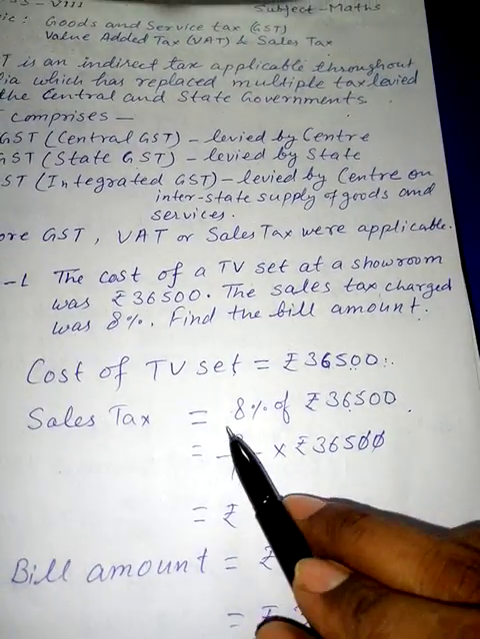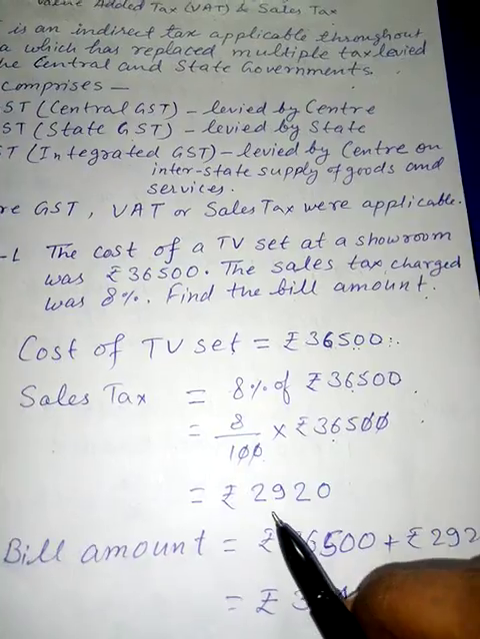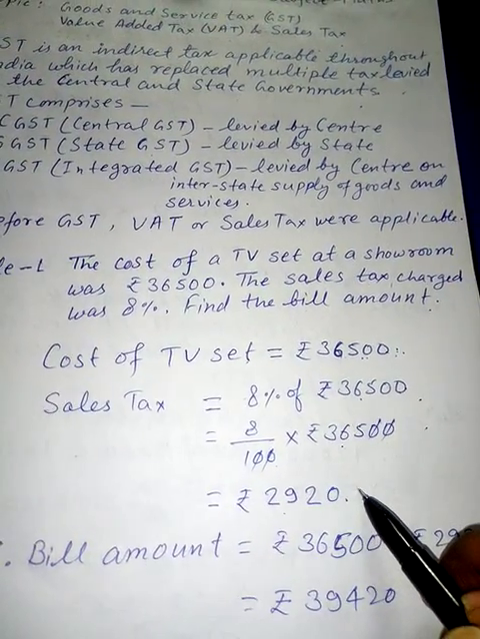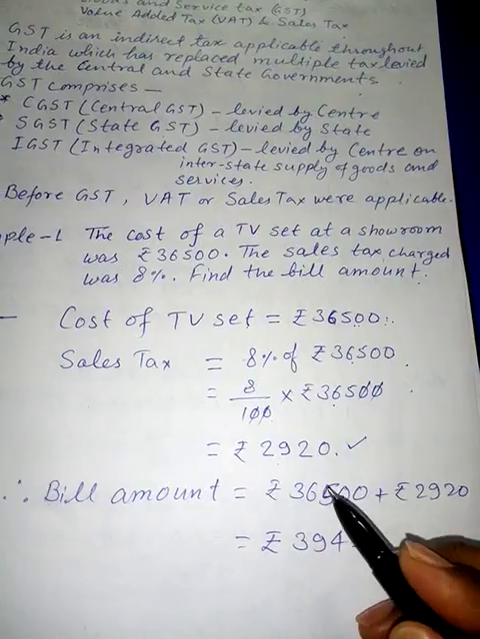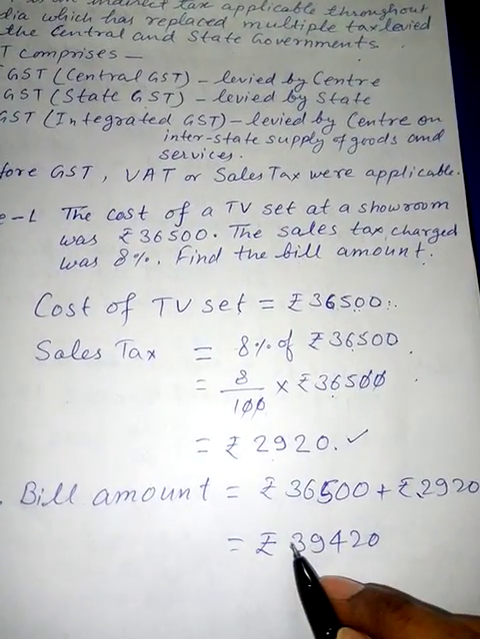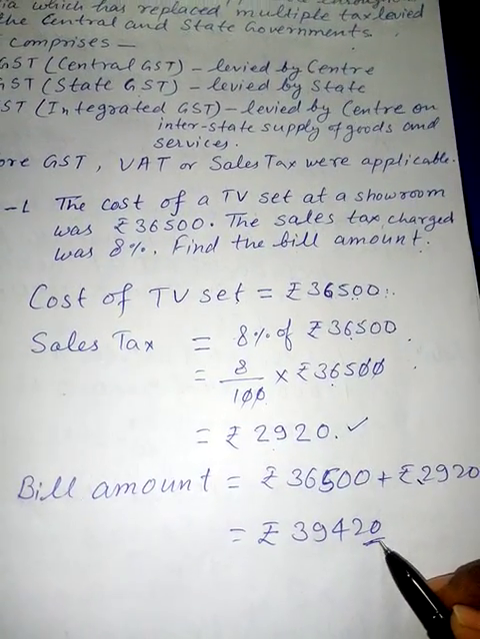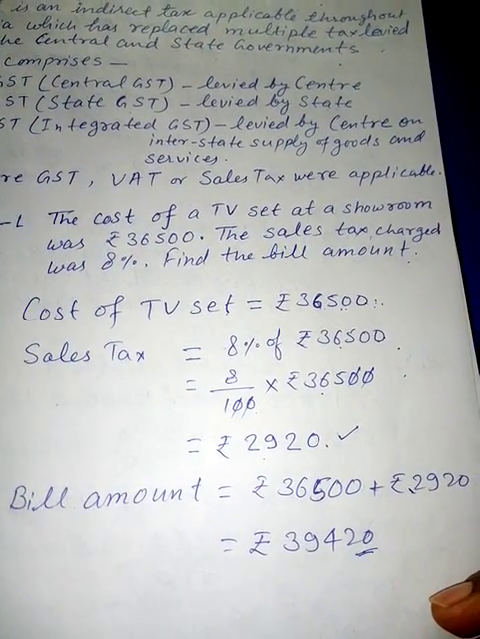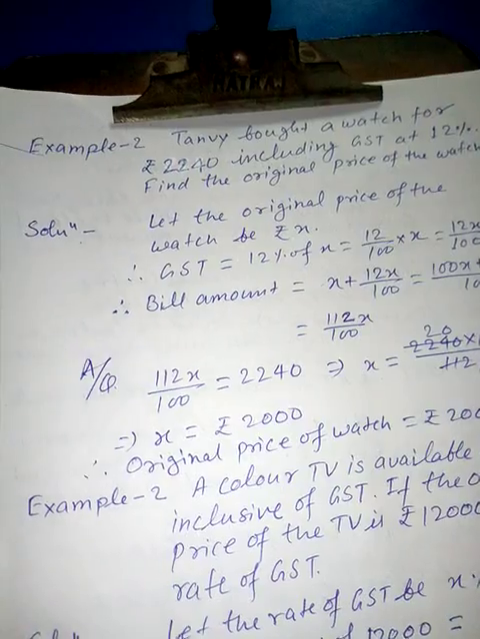8 by 100 into 36,500, that will be 2,920. This is the tax amount. So the bill amount equals the cost price plus the tax amount, that comprises 39,420. It means we have to pay 39,420 rupees for that TV set with sales tax.